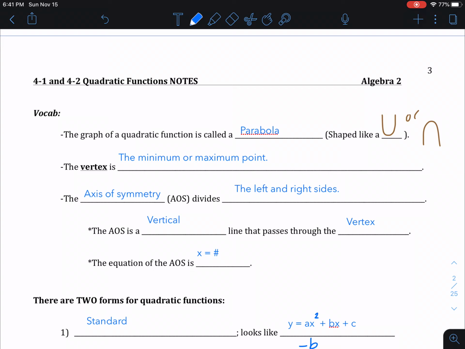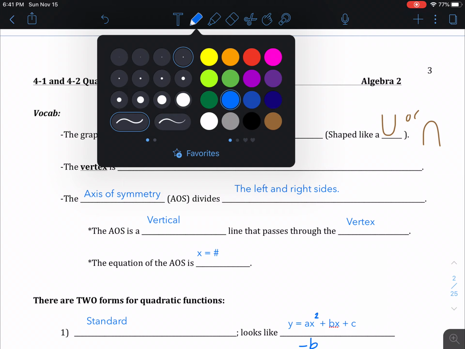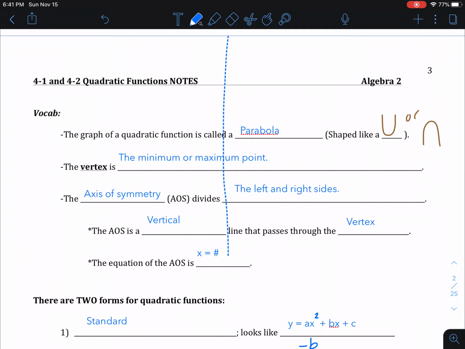So next up is the Axis of Symmetry, also known as AOS. It just separates the left and the right side. So if I were to have what an axis of symmetry would look like, it would be a dotted line going down. It's invisible, and then it would separate your parabola, the left side and the right side of the parabola, making it like a mirror image.